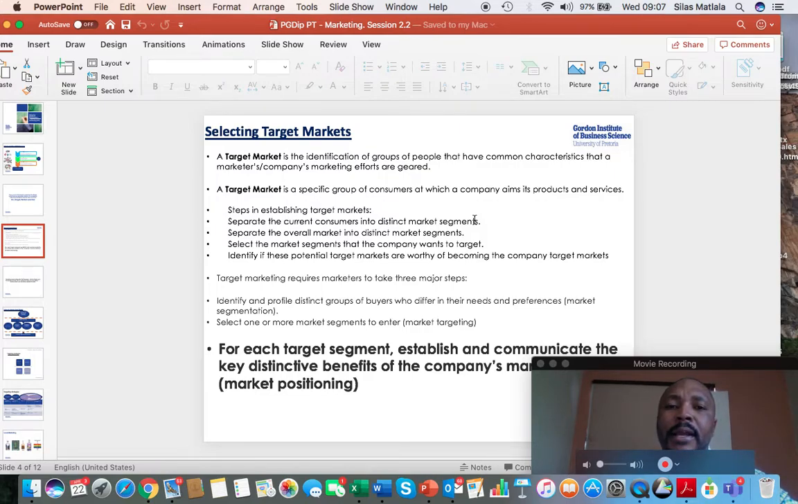Because you have to separate the current consumers into distinct market segments, which is the segmentation, and then select the market segments that the company wants to target. So you group customers into homogeneous ones, and then you select the targets that you want to aim your products at. Identify if these potential target markets are worthy of becoming the target markets. So for each target segment, establish and communicate the key distinctive benefits of the company's marketing efforts.